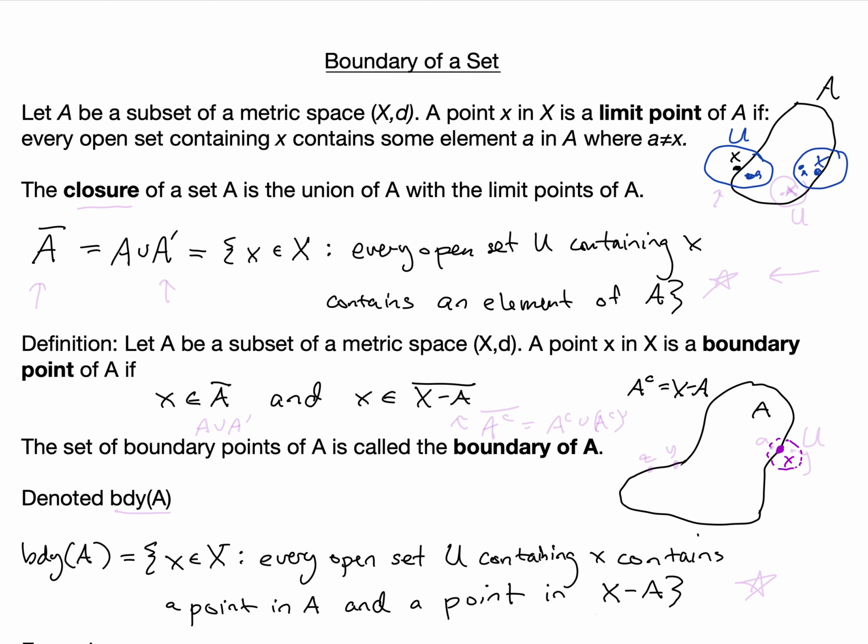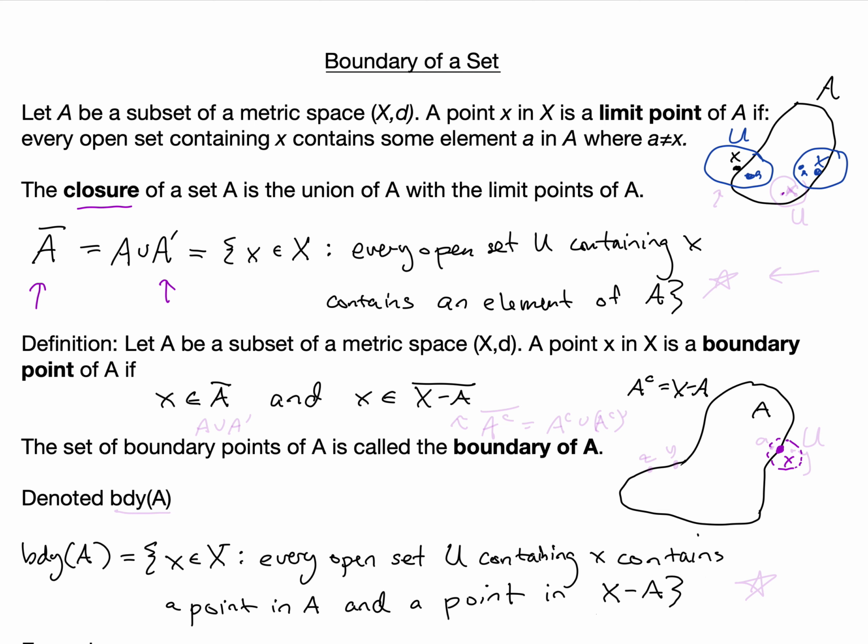We also had the definition of a closure of a set A. That's the union of A with its limit points. It's denoted A with a line above it. The limit points of A are denoted A prime, so A closure is A union A prime. We could also think of A closure as the set of elements x in X such that every open set U containing x must contain an element of A.